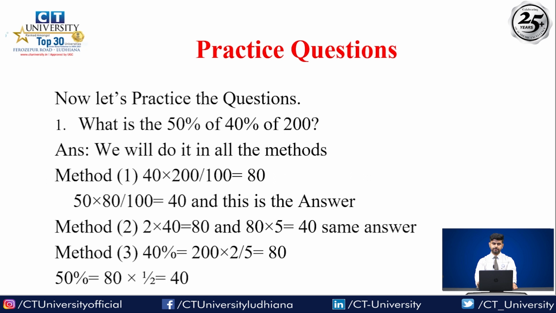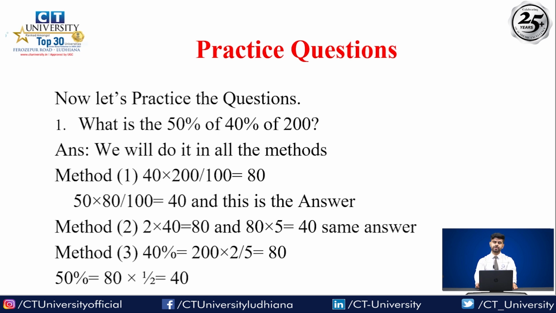Method 2. Now I know that zeros will be eliminated because I have eliminated the 100. So the zeros of 200 are already cut by 100, and now I have only 2. 2 into 40 means 80. And 80 into 5, if I cut the zeros, the answer will be 40, the same answer.